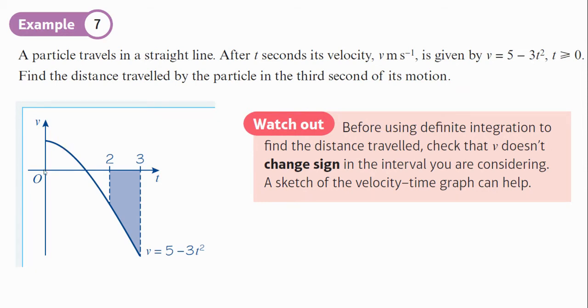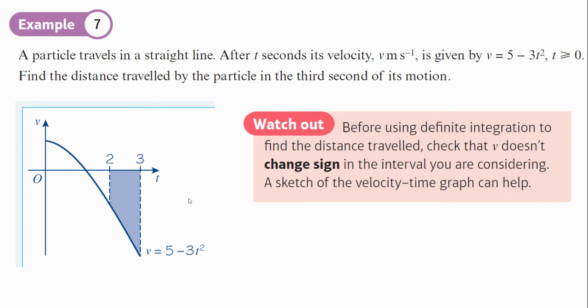If I had to figure it out between 0 and 3, then I'd have to do between 0 and this point first, and then between this point and 3, and add them together, because otherwise, if I try doing between 0 and 3 in one go, parts of these cancel out and I get the wrong answer.